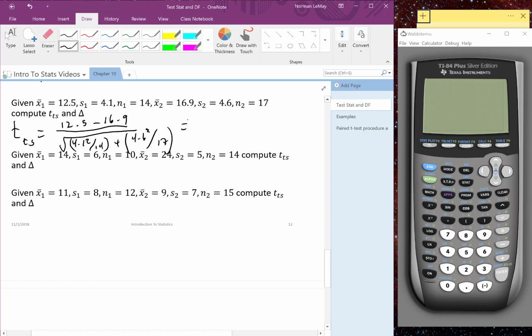All right, so to do this, I always do a two-part computation. If we come over here, let's just compute the numerator of this fraction. So here we get 12.5 minus 16.9. Press enter. All right, so we get negative 4.4. So that's the difference in the two means.